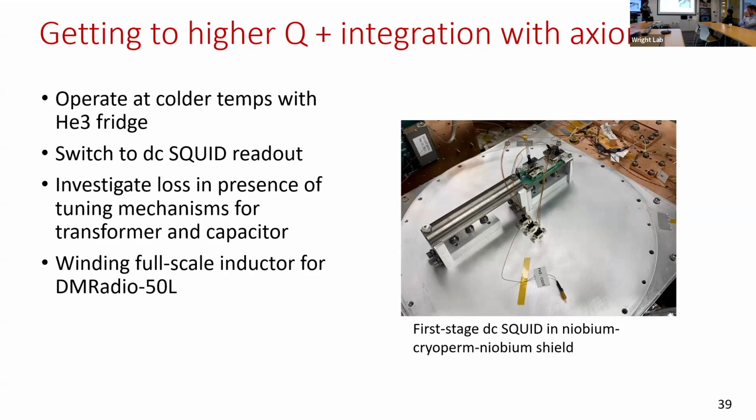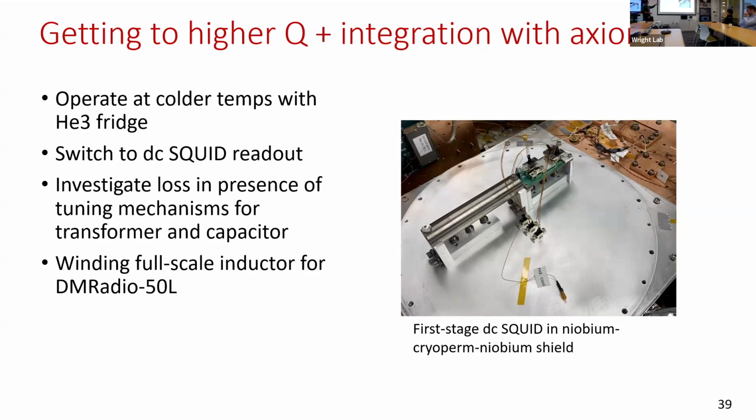Thus far, we've been reading the resonator out at room temperature, with coupling coils that come out to room temperature standard voltage preamps. We're going to switch to DC SQUID readout. These DC SQUIDs have been characterized, and we've been working on beating down electromagnetic interference in the environment. Lastly, this is a fixed frequency resonator, not a tunable one. So we are going to start investigating these tuning mechanisms and how those might affect the Q.